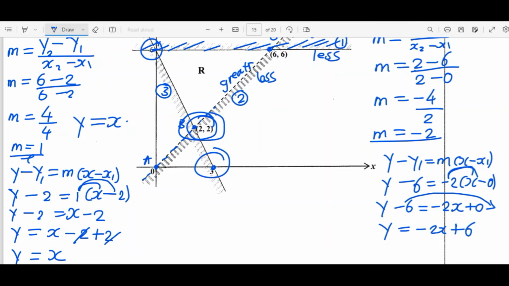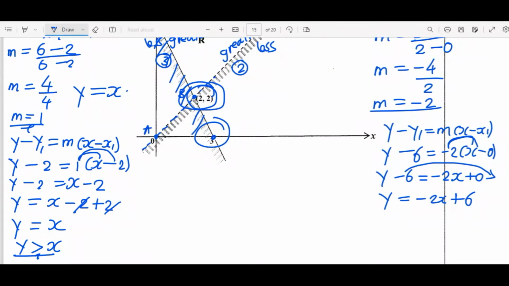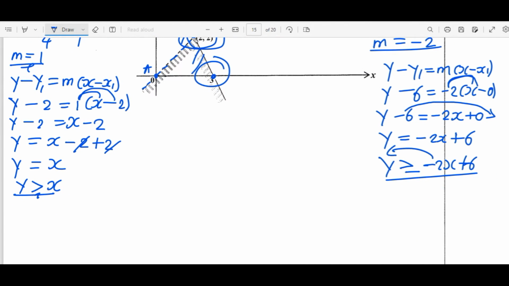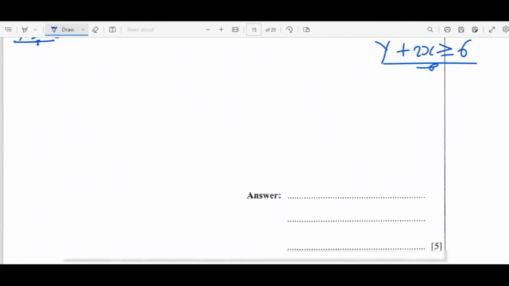But let's now look at the inequality. The above is greater, then this is less, so the less is shaded, so it's unwanted. So I need to use the greater than or equal to. So this is my final answer, or if I want, I can shift this to this side, giving me y plus 2x is greater than or equal to 6. So it's the same.